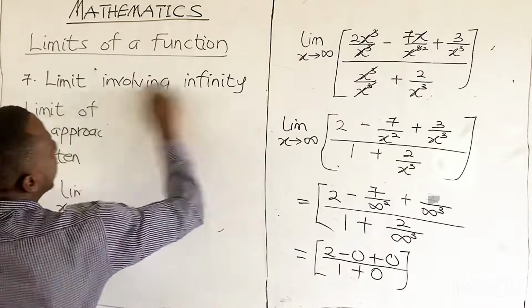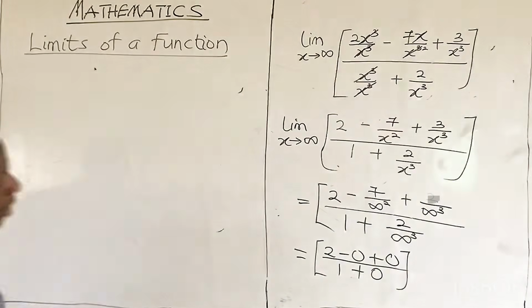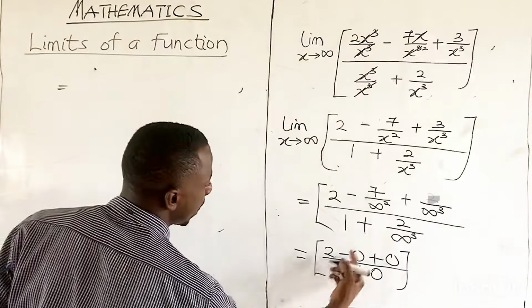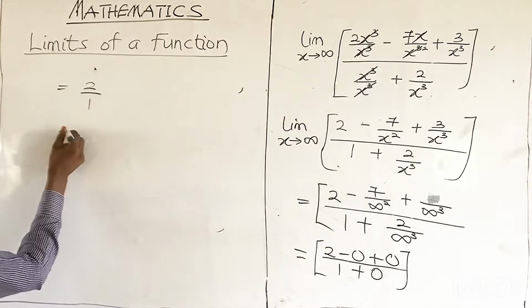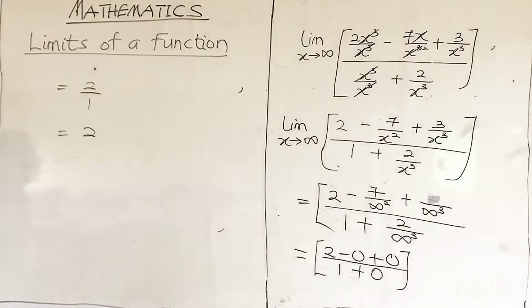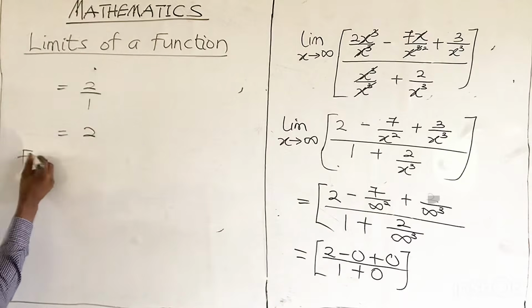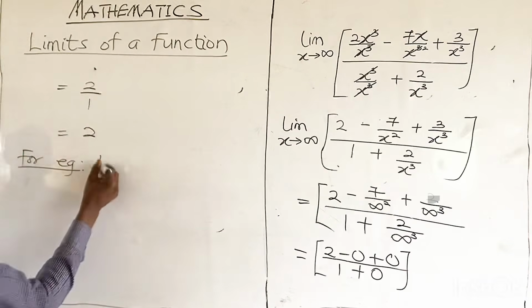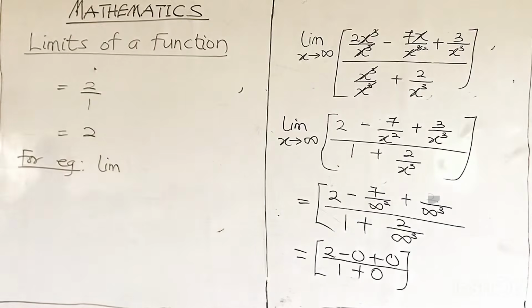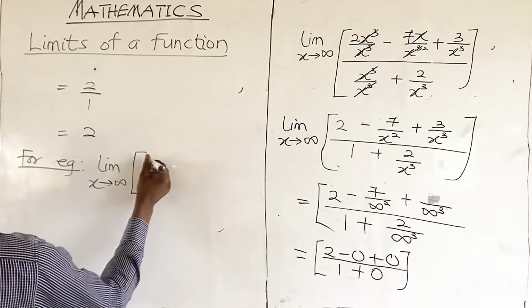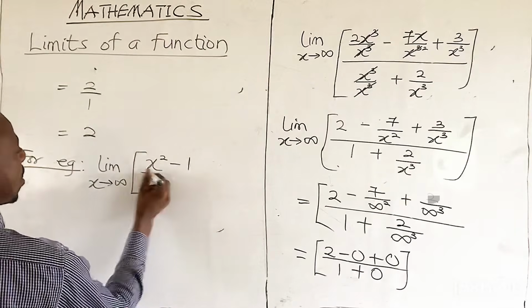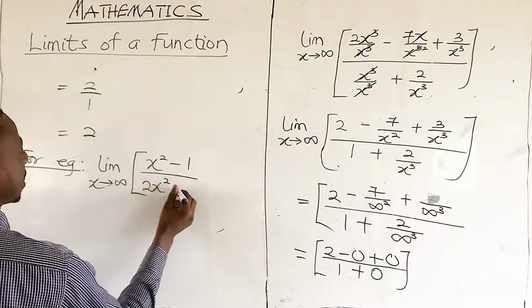Now let's get a final answer. In this case, 2 minus 0 plus 0, we still have 2, over 1 plus 0, we still have 1. Then the answer is going to be 2. Let's get a second example. We have the limit as x approaches infinity of (x squared minus 1) all over (2x squared plus 1).